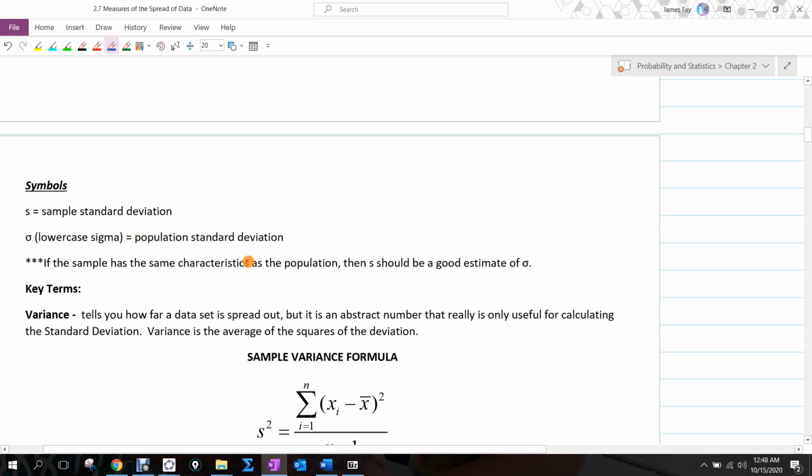If the sample has the same characteristics as the population, then s should be a good estimate of sigma. That's key. That's what's going to allow us to do this statistical analysis. Remember, it's hard for us to gain information about the population, so it's hard to do standard deviation for the population. So we find the sample standard deviation, and as long as we've taken careful creation of our sample, using simple random sampling techniques, we can be guaranteed that the standard deviation of that sample is going to be a good estimate of the population's standard deviation.